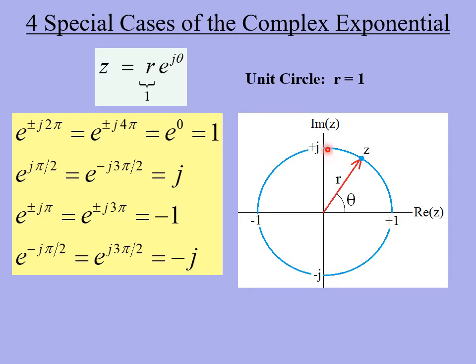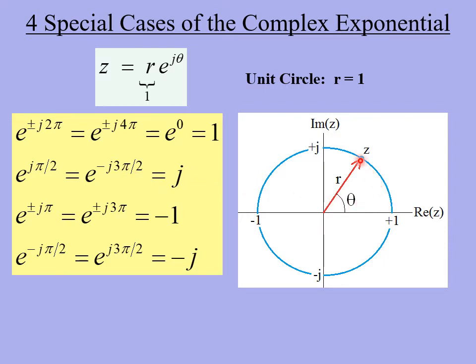Now look at this point up here. This has an angle of 90 degrees, which is pi over 2. So e to the j pi over 2 is up here, and that's equal to positive j. It's a purely imaginary number. Likewise, instead of going up by pi over 2, if we go down and around by 3 pi over 2, which is 270 degrees, we also end up at j. So these two expressions, even though they look very different, are identical to each other and equal to the value of j.